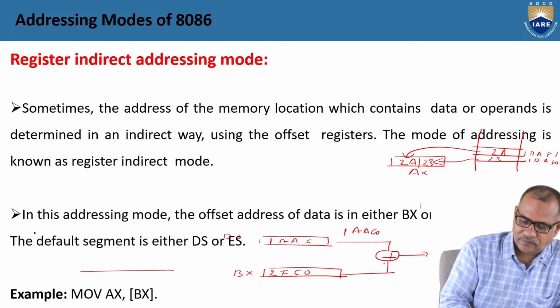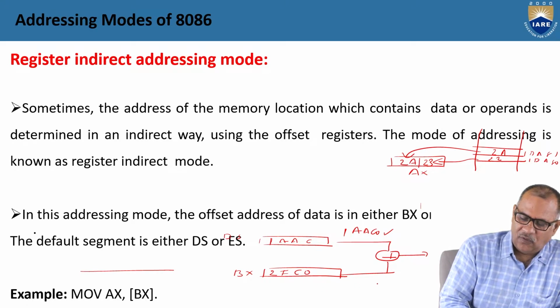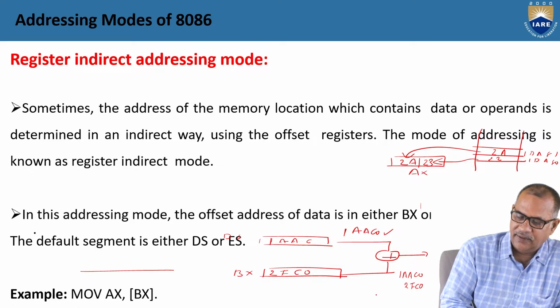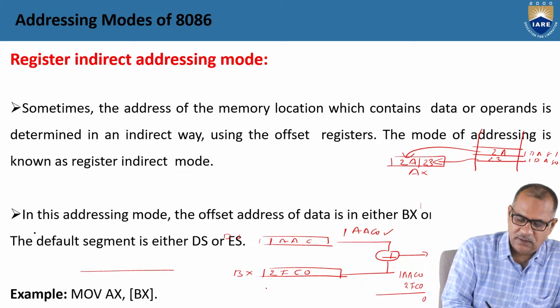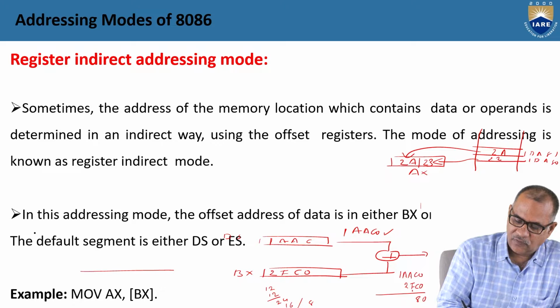So here 1AAC, 10 is automatically added to this, so this becomes 1AAC0, and BX contains 2FC0. So 1AAC0 and to that 2FC0 is added, then you get 0. And what is C plus C? So 12 plus 12 is 24, which is 16 plus 8. So you get 8, carry 1.